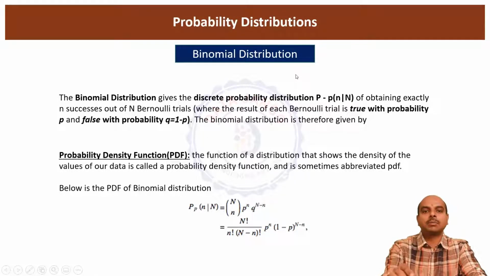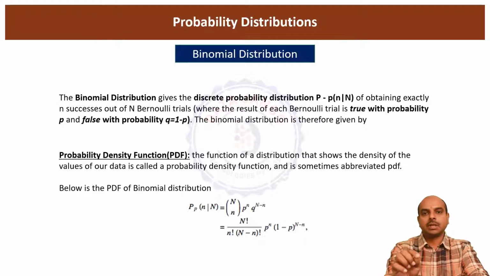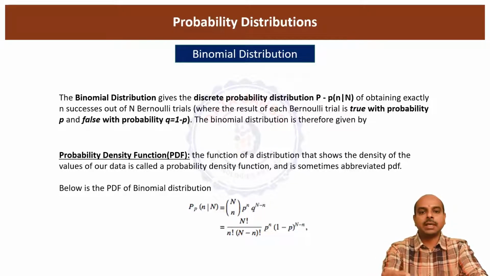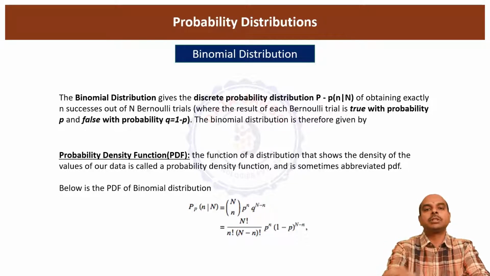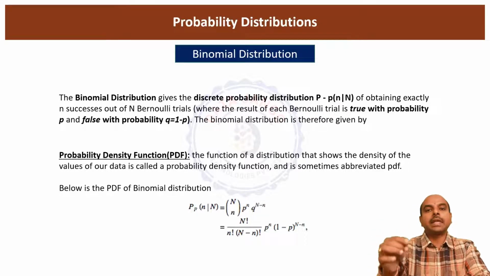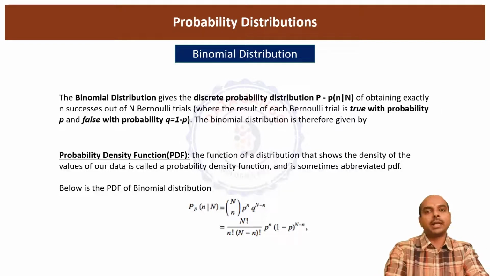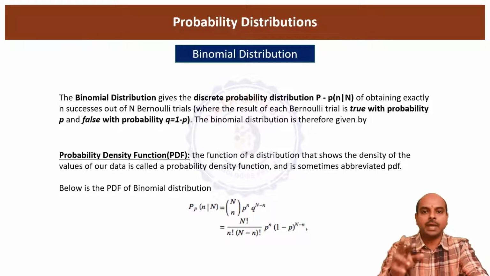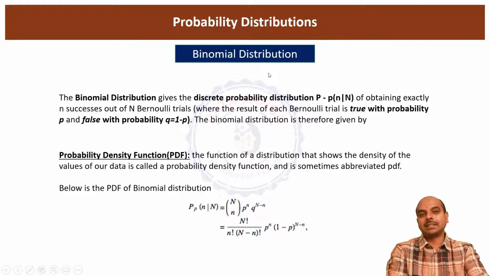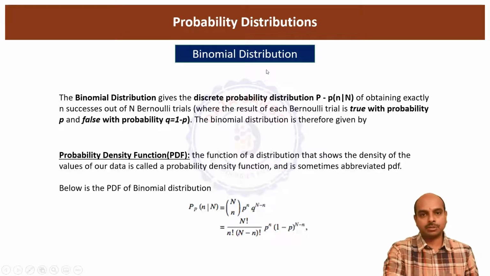When the experiment has only two outcomes. If you throw a coin, only two outcomes, either head or tail. Those kinds of data's probabilities or probability distributions can be calculated or understood using binomial distribution. If the trial is a Bernoulli trial, when I say Bernoulli trial, the experiment's outcomes are only two, either true or false, yes or no, head or tail, like that. Then the probability distribution can be assessed by using binomial distribution.